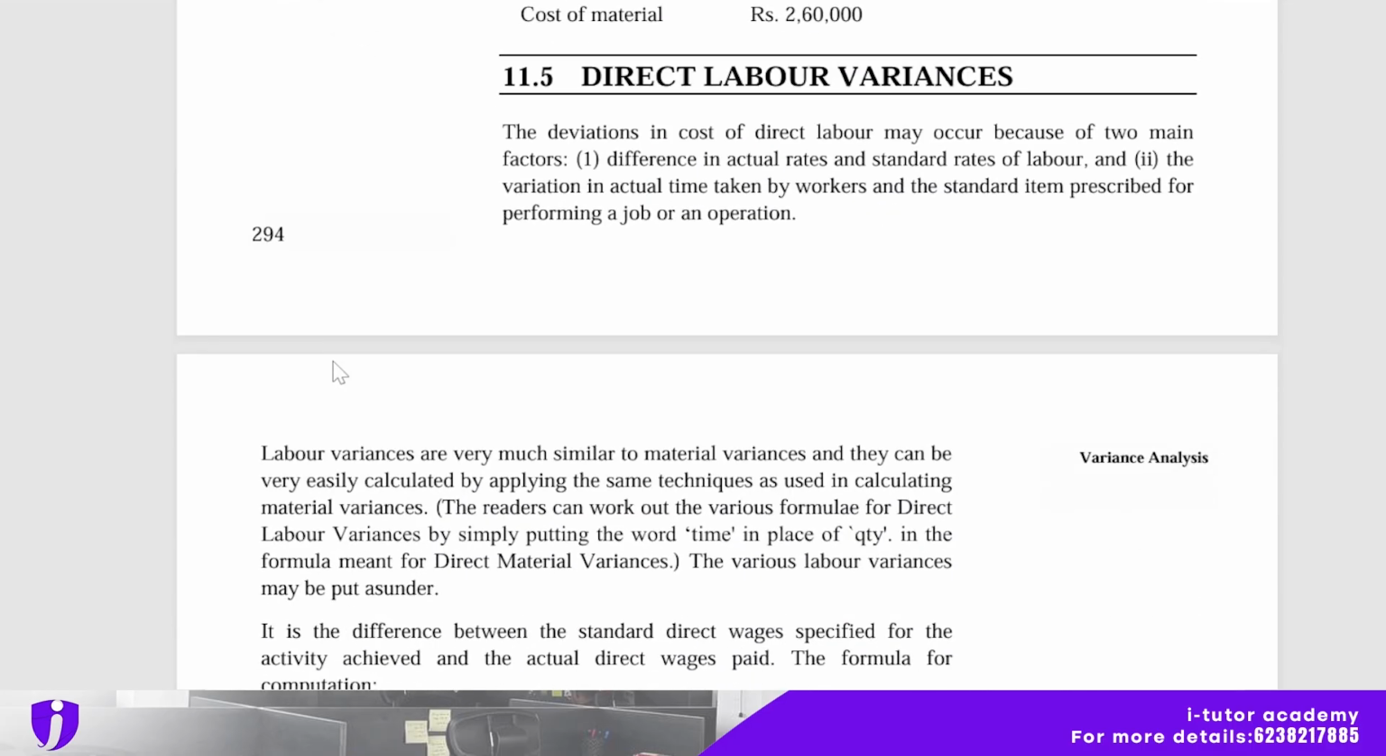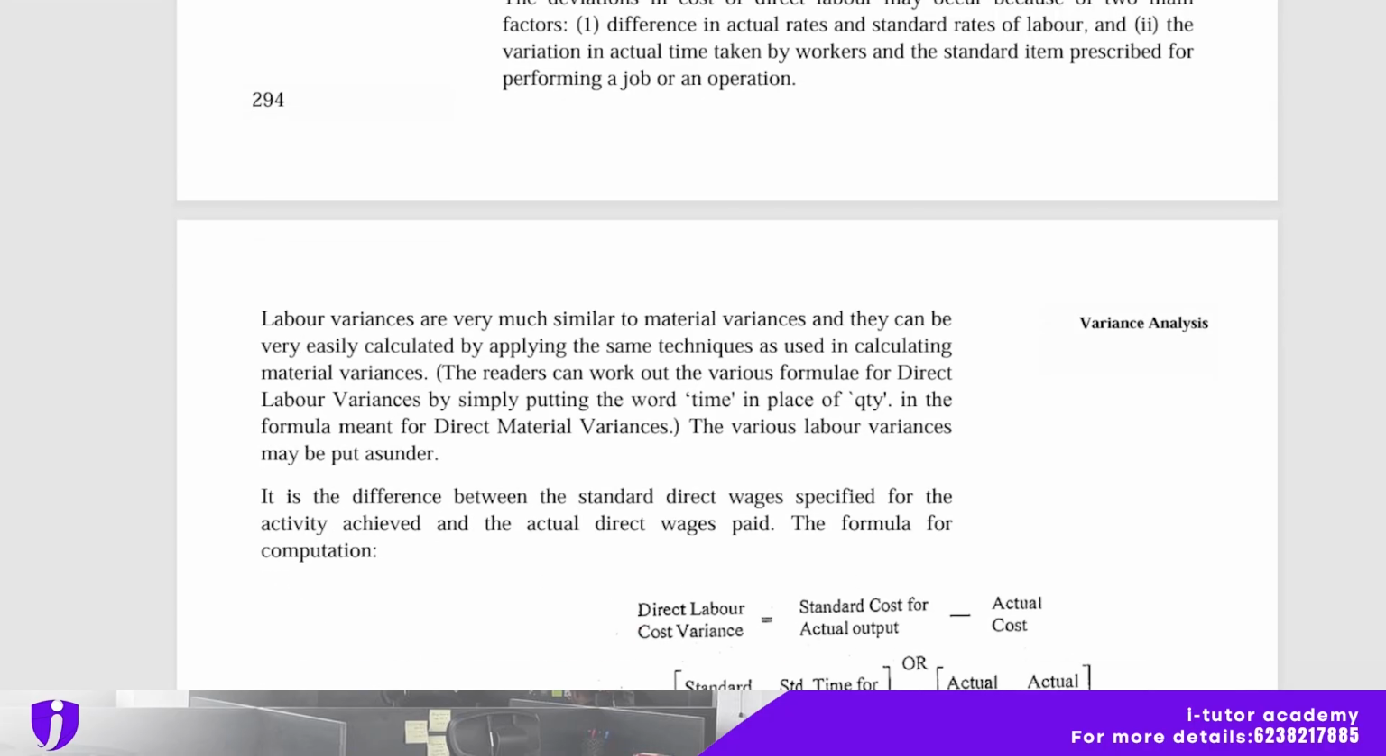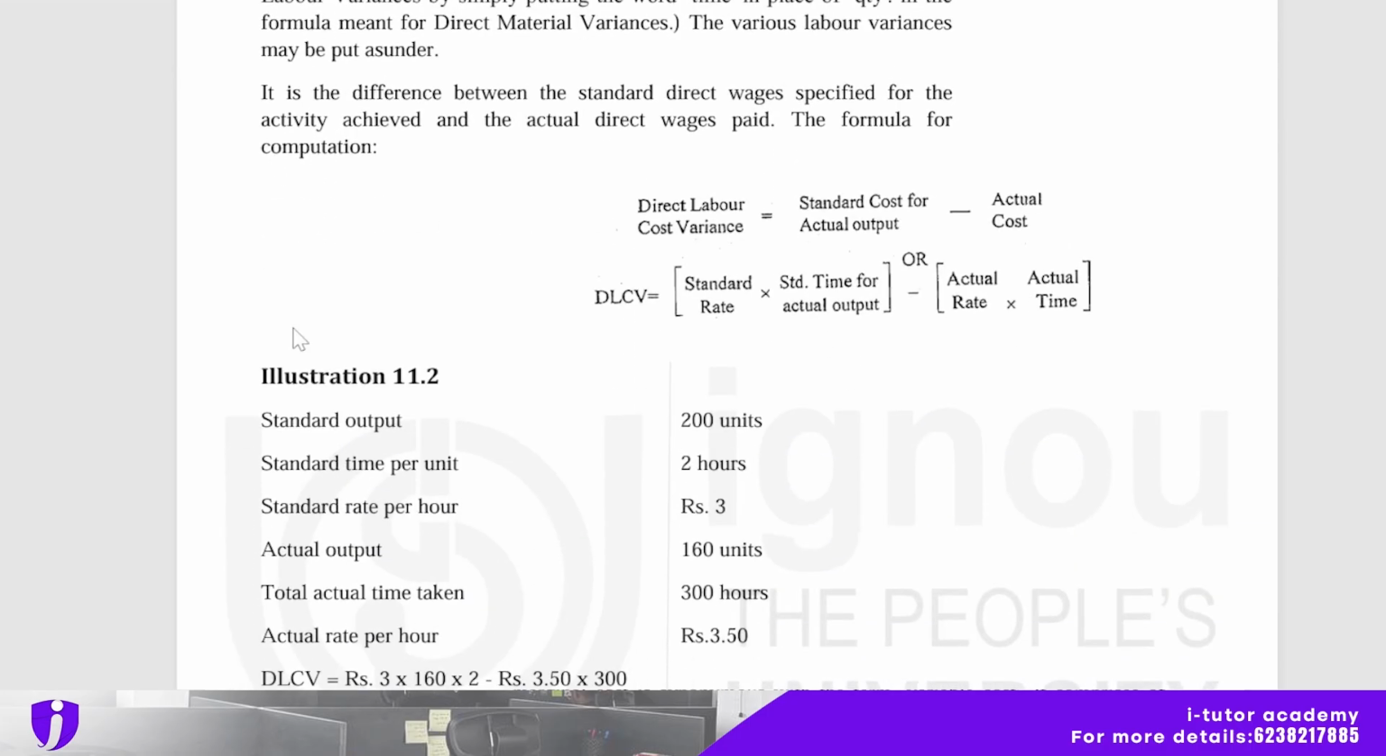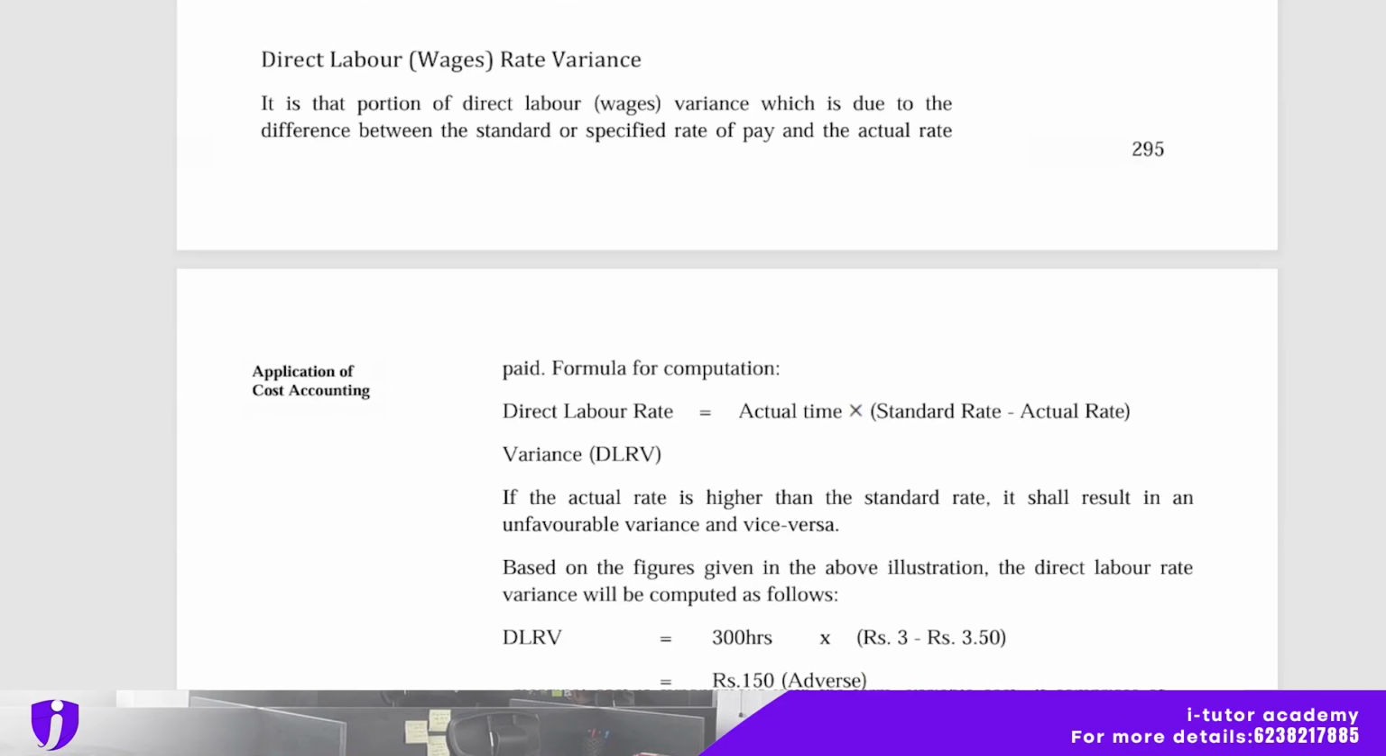Next is direct labor variances. The deviation in cost of direct labor may occur because of two main factors: difference in actual rate and standard rate of labor, and variation in actual time taken by workers and the standard time prescribed for performing a job or an operation. Labor variances are very similar to material variances, and they can be very easily calculated by applying the same techniques as used in calculating material variances. An illustration section is also here.